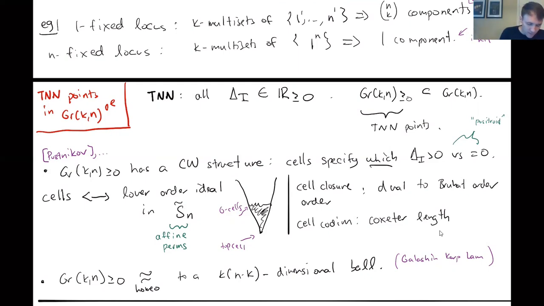And so it's natural to ask, well, how many cells do I get? And what's the topology of the face complex of the CW structure? And the answer is that cells can be naturally labeled by a lower order ideal in the Bruhat order on the affine symmetric group.